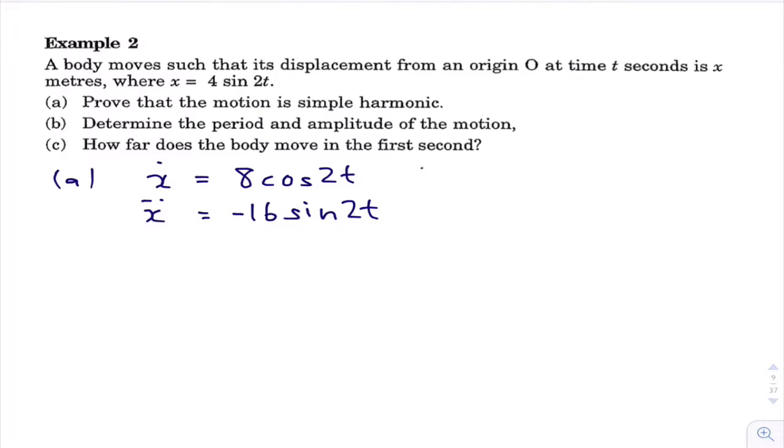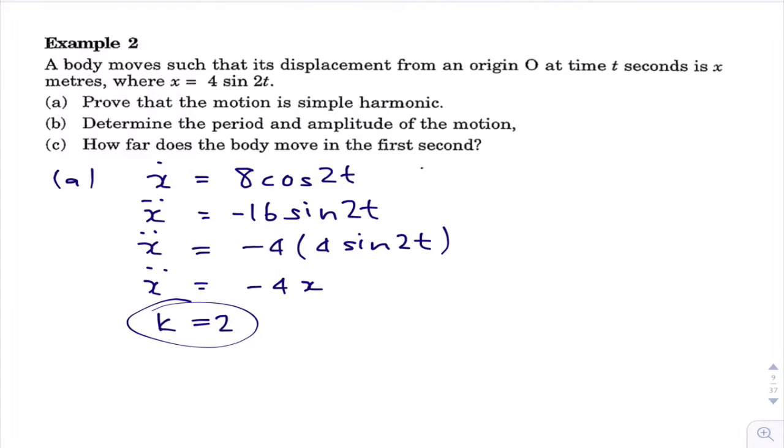Now I want to write that as -k squared times our original function. I can see our original function is 4 sine 2t. So if I put a -4 at the front there, I've shown it. So the second derivative is -4 times x. So that's definitely simple harmonic motion here. And in this case, we can also say that k squared is equal to 4, and we can say that k is equal to 2. That's going to help us to find the answers to B.